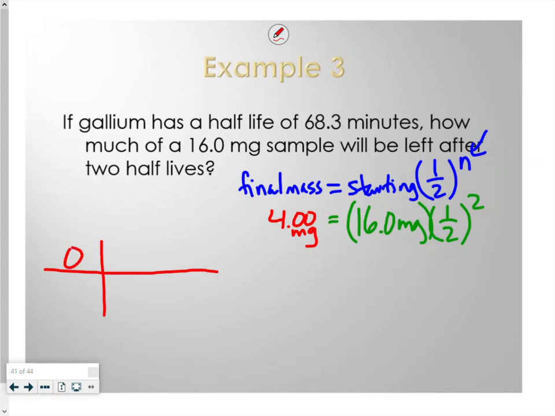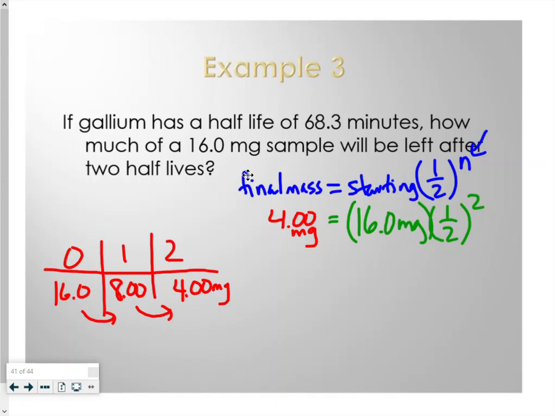If that doesn't work for you, you could just easily set up the chart. Start at 0, 1, 2. Put in your 16 here. Divide by 2, get 8. Divide by 2 and get 4. Either way works. But you could consider the formula in this case because they tell you the number of half-lives. You don't have to worry about doing any kind of natural logs in there. So that was a simple one.